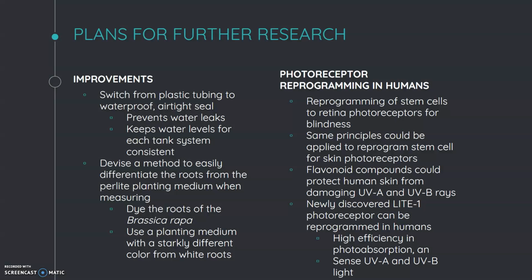And my plans for further research include 2 improvements for my clear tank systems. One is to switch from the plastic tubing to a more waterproof, airtight seal to prevent leaks and to keep water consistent. I should also devise a method to easily differentiate the roots from the perlite planting medium, because the colors were too similar. And for photoreceptor reprogramming, I would encourage taking skin photoreceptors and sort of having biomimicry of these photoreceptors in plants.